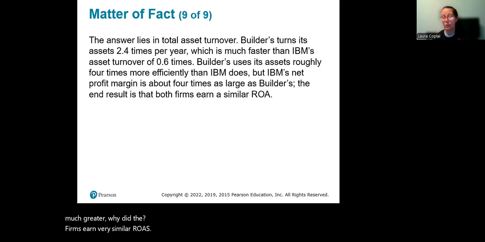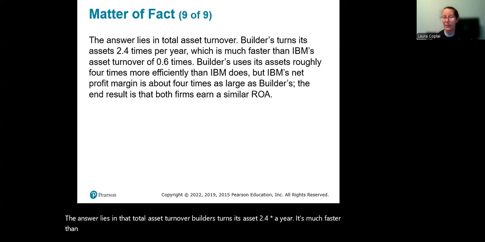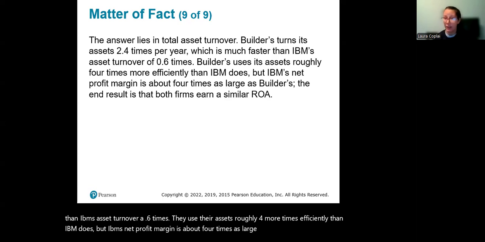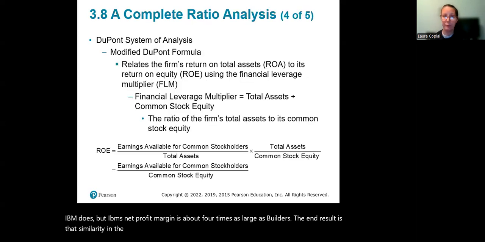So if IBM's net profit margin is so much greater, why did the two firms earn very similar ROAs? The answer lies in that total asset turnover. Builders turns its assets 2.4 times a year. It's much faster than IBM's asset turnover of 0.6 times. They use their assets roughly 4 times more efficiently than IBM does. But IBM's net profit margin is about 4 times as large as Builders'. The end result is that similarity in the ROA.